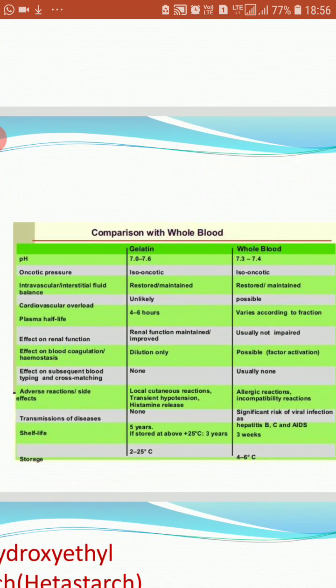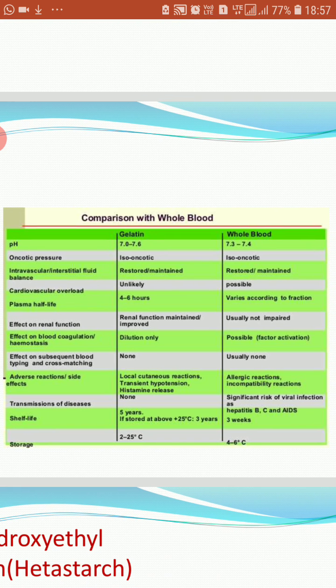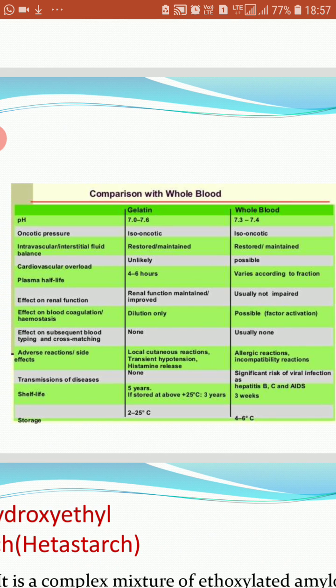Now, comparison of gelatins with whole blood. pH has a wider range, 7 to 7.6, whereas whole blood is 7.3 to 7.4. Oncotic pressure, they both are isooncotic. Intravascular and interstitial fluid balance is restored and maintained in both. Cardiovascular overload is unlikely, whereas in the case of whole blood it is possible, because it contains colloid, so there are fewer chances of water or fluid overload. And plasma half life is only 4 to 6 hours and it gives action for around 12 hours, whereas for whole blood it depends on the fraction we are using.